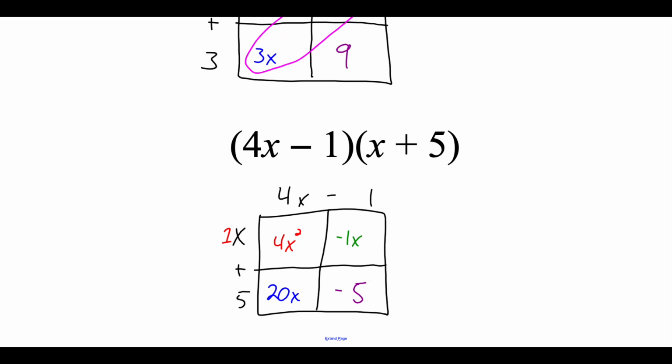Now I'm looking for like terms again. I don't see any like terms to combine with the 4x squared, so that's just going to stay as 4x squared. Here in the middle, we've got 20x and negative 1x. Well, 20x minus 1x is going to give me plus 19x. And then on the end, we have that minus 5. So we get 4x squared plus 19x minus 5 as our final answer on this one.